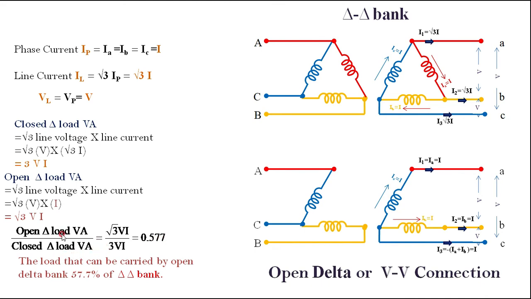ampere, which means the open delta is capable of delivering a load of around 57.7% precisely, and approximately it is 58%. That is, the load that can be carried by the open delta bank is 57.7% of the delta bank. It means that even if one of the transformers is not operating in the closed delta, it is still capable of delivering three-phase power with reduced capacity.